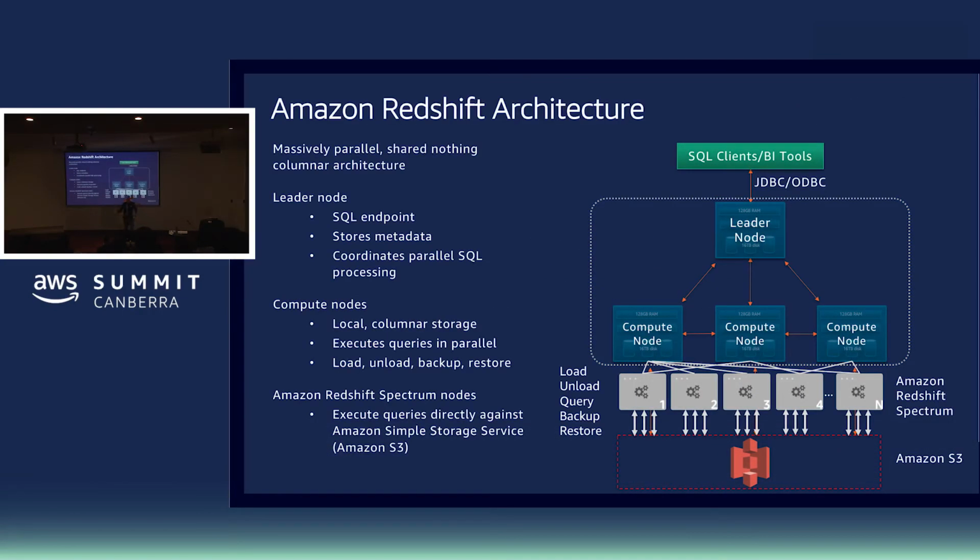So, what is Redshift? Redshift is AWS's data warehouse in the cloud. It can hold petabyte scale data. It's a massively parallel, shared-nothing columnar architecture. Now that's a really big sentence, right? Because you look at it, it's massively parallel, shared-nothing columnar architecture.